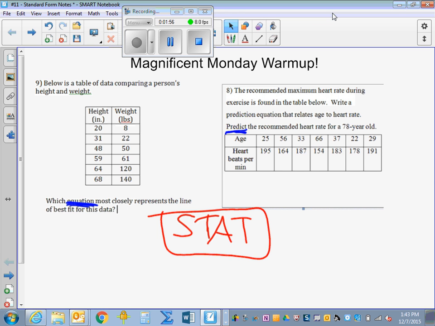This first one is where we just put the data into our calculator and then do LinReg to find our equation. This next one, we do the same thing, but then we have to take it one step further and take this value and substitute it into our equation. Okay, so those are the two different types of problems. You always start off by finding your equation of best fit.